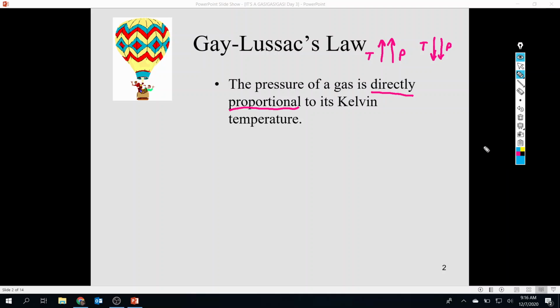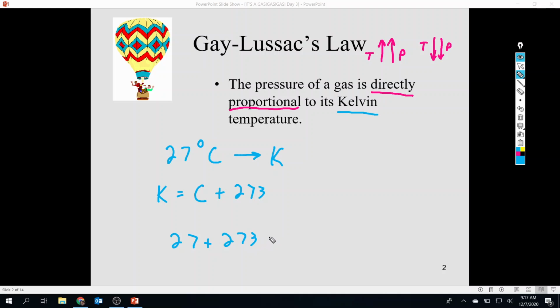Now, the other thing is that it's directly proportional to its Kelvin temperature. Most of the time, you will get your temperatures in degrees Celsius. Let's just say 27 degrees Celsius. How do we convert that into Kelvin? We convert to Kelvin by taking Celsius and adding 273. So if I took 27 degrees Celsius and added 273, that would give us 300 Kelvin.